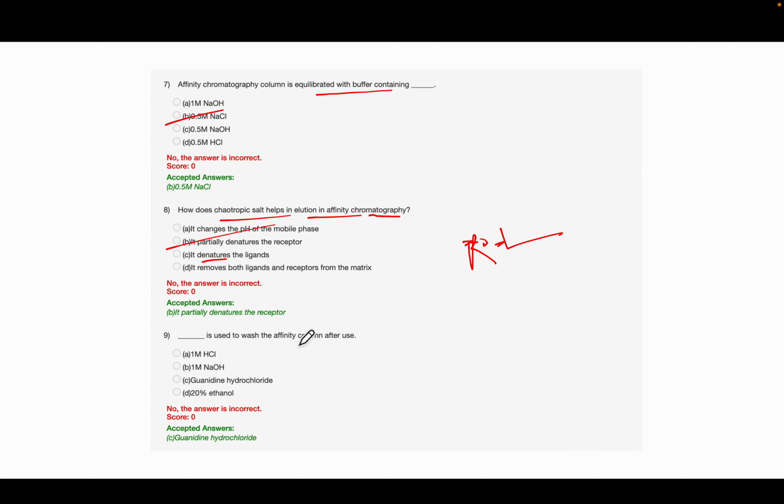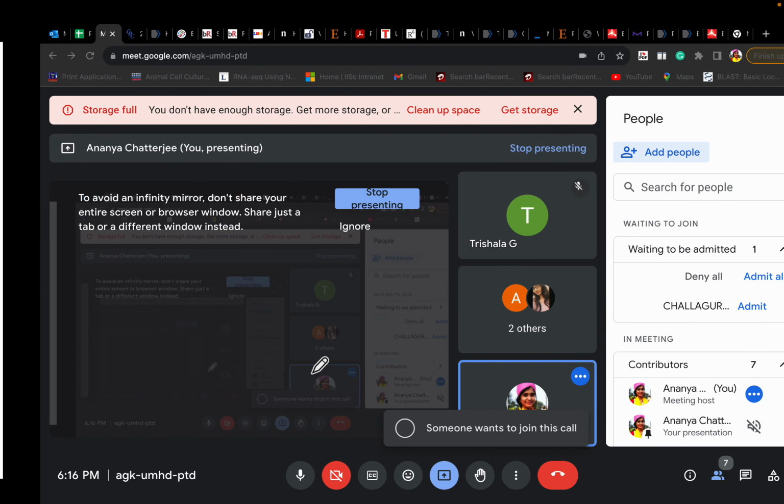What is used to wash the affinity column after use? After use, you can wash the affinity column using guanidine hydrochloride to denature all the proteins associated with the column so that the column gets cleaned up. Also 1 molar NaOH you can use, and 20% ethanol you can store, but for washing you have to use guanidine hydrochloride. So the answer will be that.